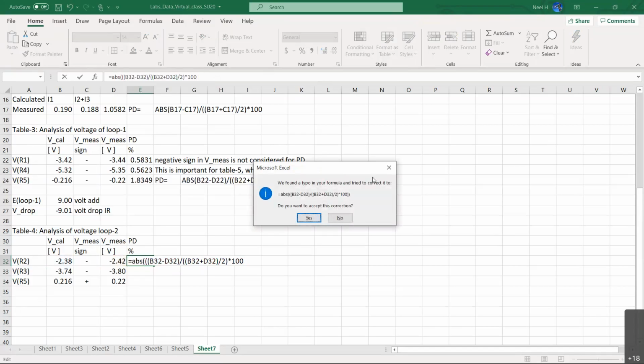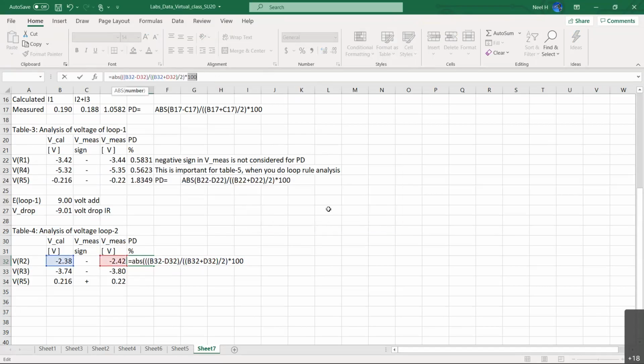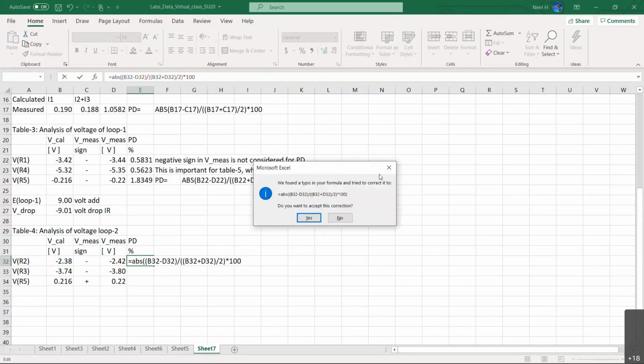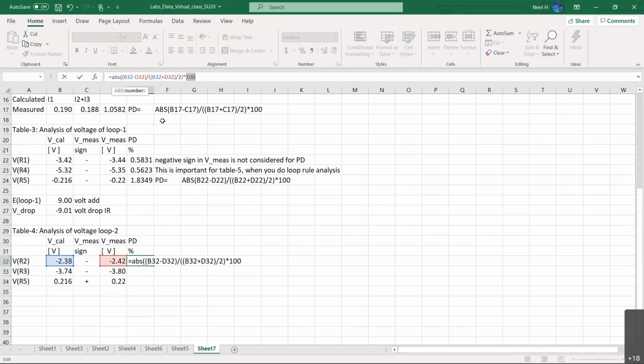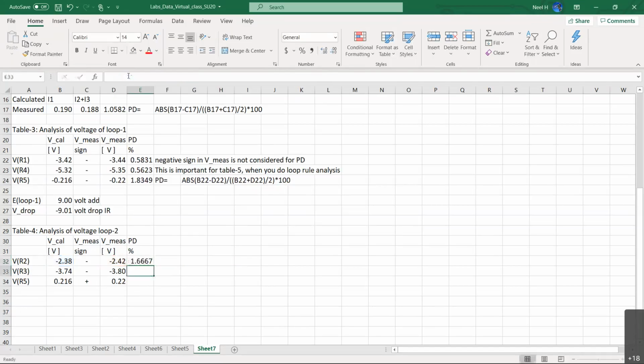That's an extra parenthesis here. Yes, one parenthesis is missing. Let me take a look. ABS is the difference between those two, divided by the addition between these two, and there should be one more parenthesis here. Okay, good. And then you click and drag. Then it will do the calculation automatically for you.